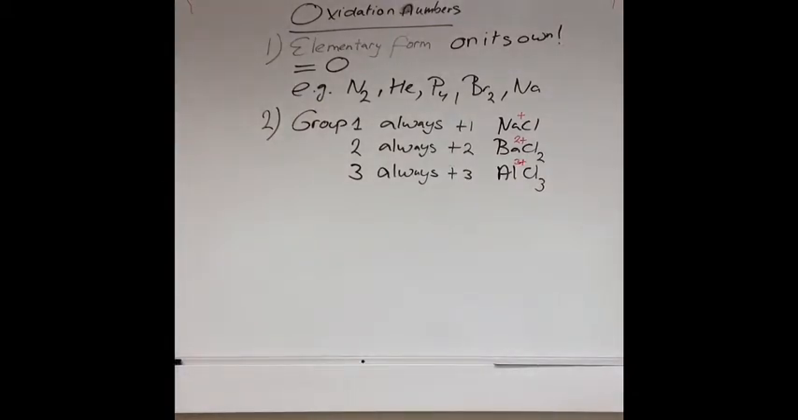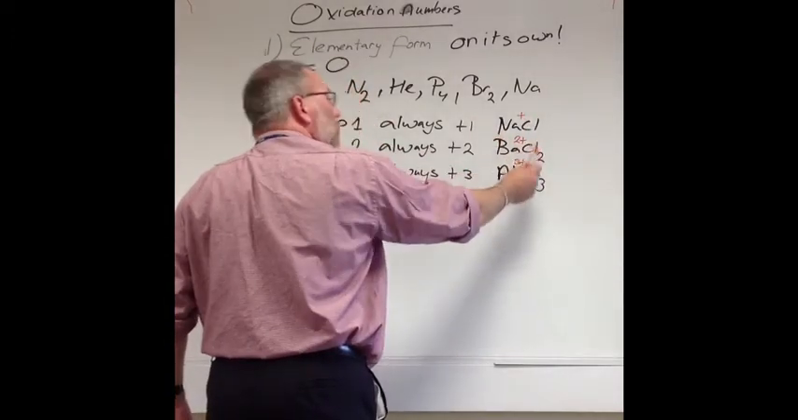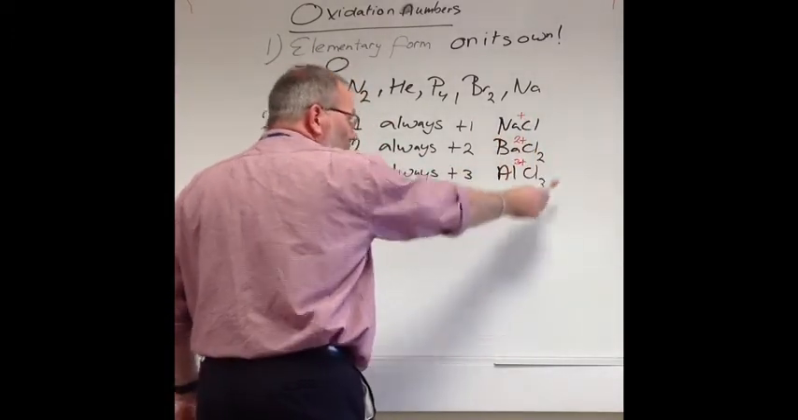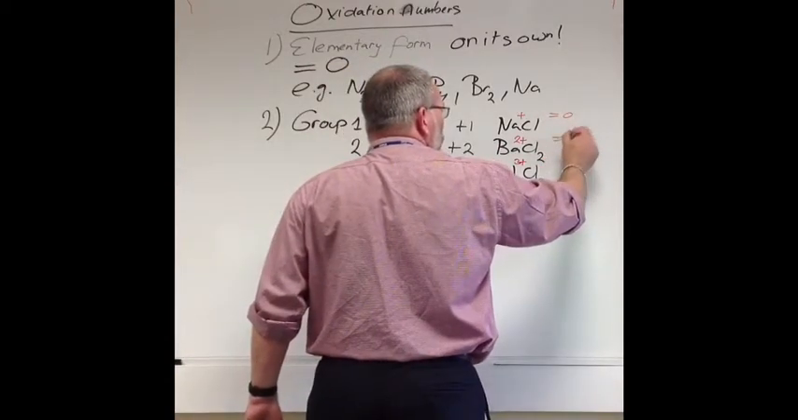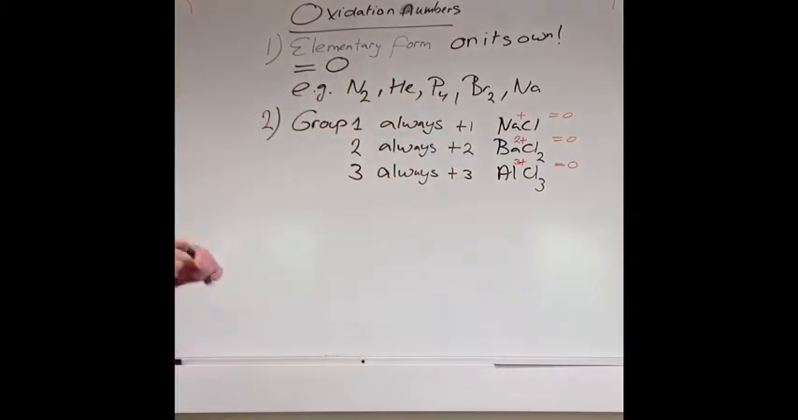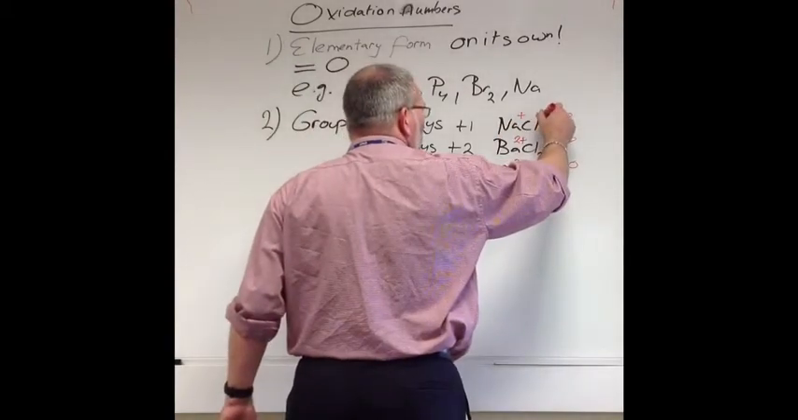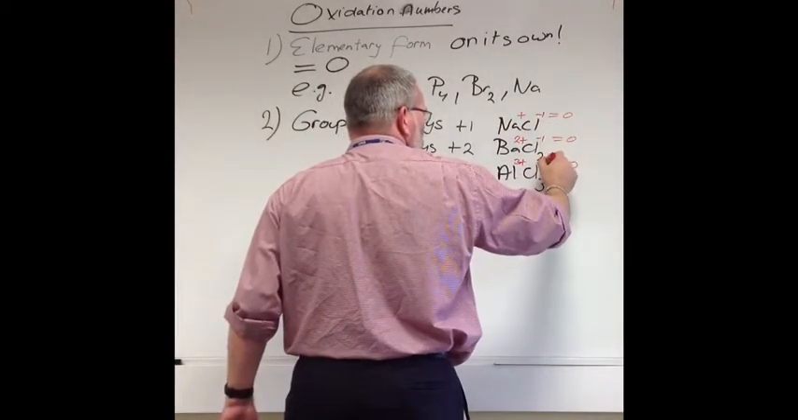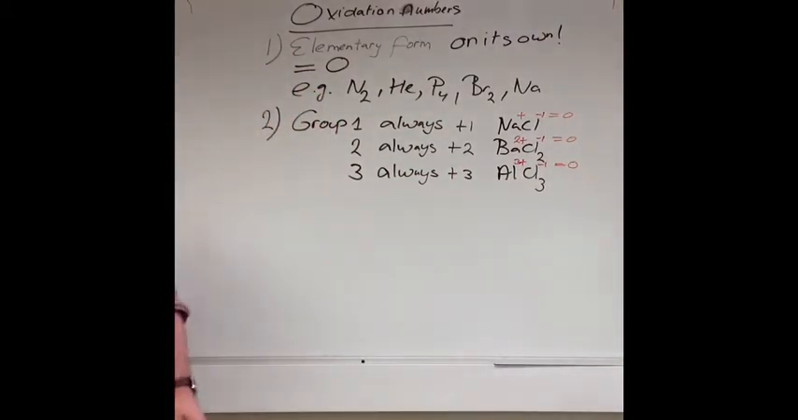What we need to keep in mind is that the whole sodium chloride, the barium chloride and the aluminium chloride, of course, will be neutral. Therefore, in all three cases, the chloride will be 1-. And I will come back to those in a moment.